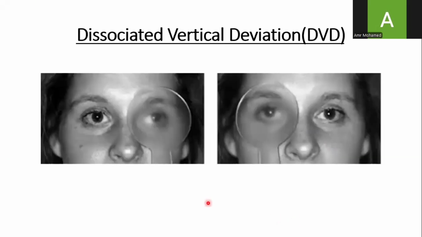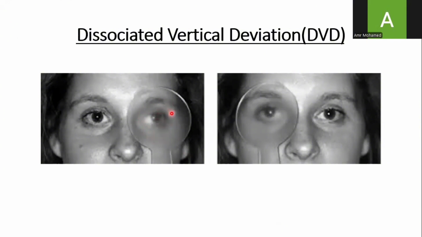Dissociated vertical deviation could be manifest, it could be latent, and mostly it is latent in most patients, and in a few patients, especially if there is amblyopia, the patient will also develop manifest DVD in one of the eyes. So here, when we are using the Spellman occluder, the translucent occluder, we can figure out that the eye is going up, out with extorsion.